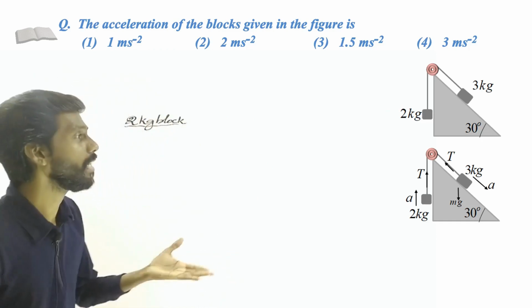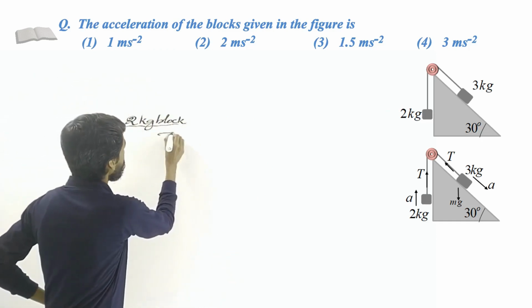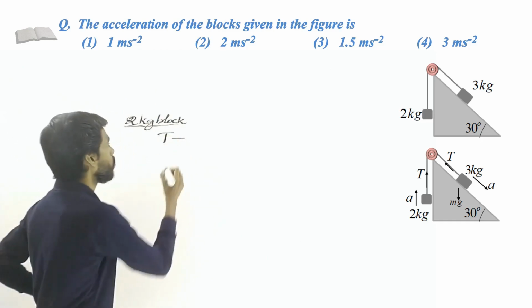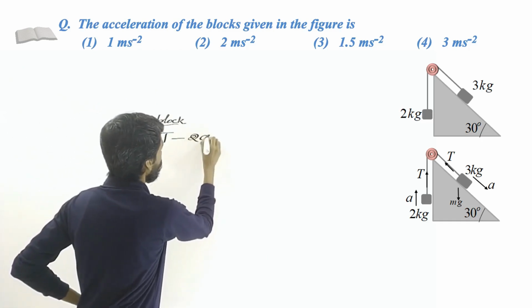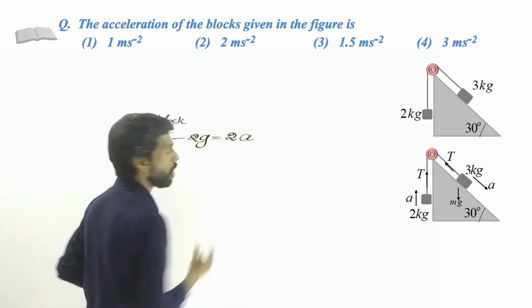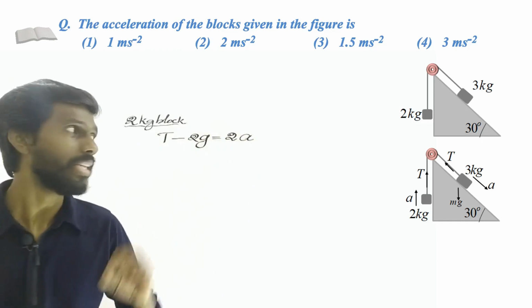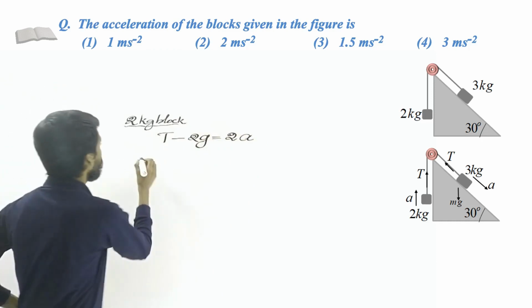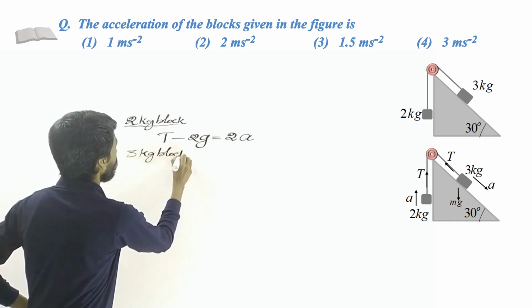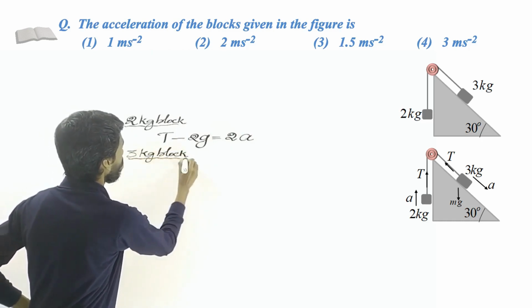So what are the forces? Tension in the upward direction minus the gravitational force in the downward direction, so 2 kg, which means 2g, equals the mass of this object, 2, multiplied by the acceleration. So this is for the 2 kilogram block. Similarly, we will write for the 3 kg block. So the 3 kg block is moving down along the plane, right?